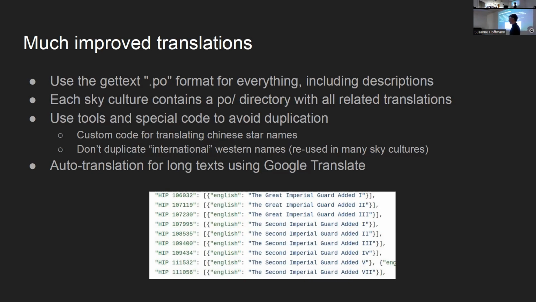And we have done tools and also special code in the engine to actually avoid duplication, which was one of the main issues we had in terms of size, for example. A good example is the Chinese constellation. I don't know if you're familiar with that, but basically all the star names have a name which is the constellation name, with sometimes an added suffix or not, and then a number which is usually in Roman numerals.